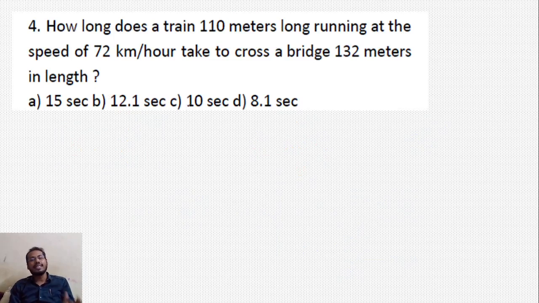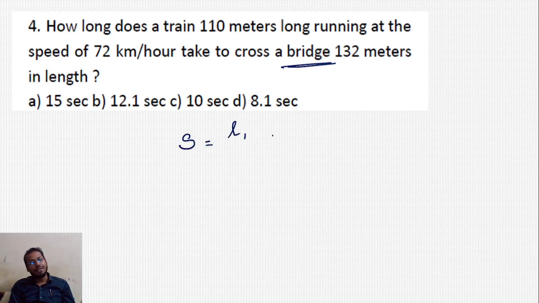How long does a train 110 meters long, running at the speed of 72 kilometer per hour, take to cross a bridge? So now a train is going to cross a bridge. Write a formula for this first. The train has a speed, the bridge does not have speed.